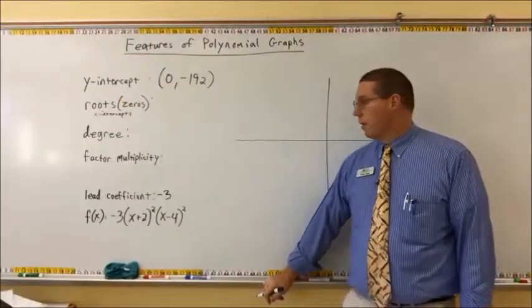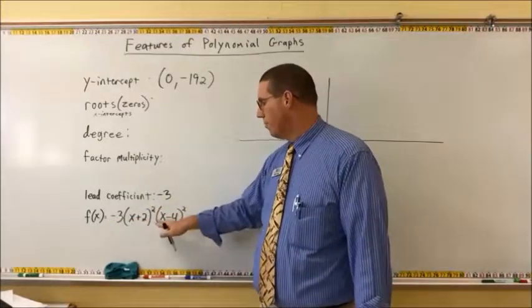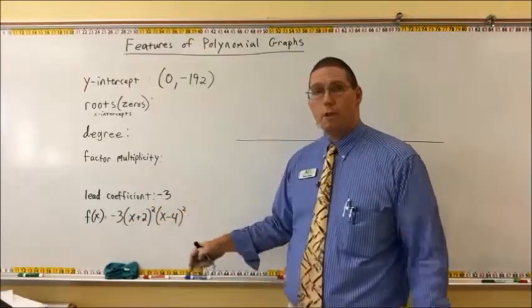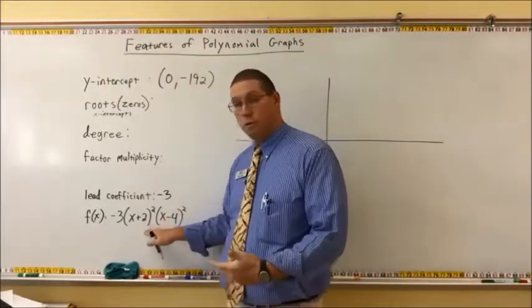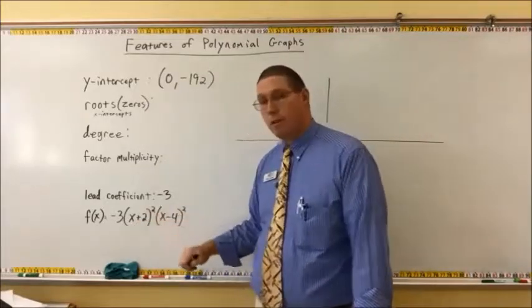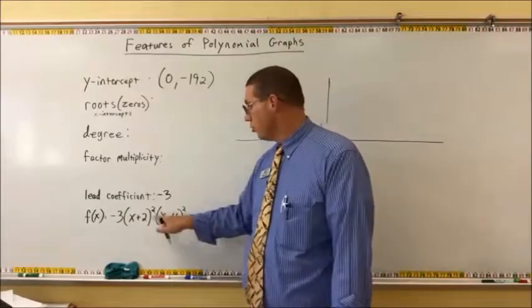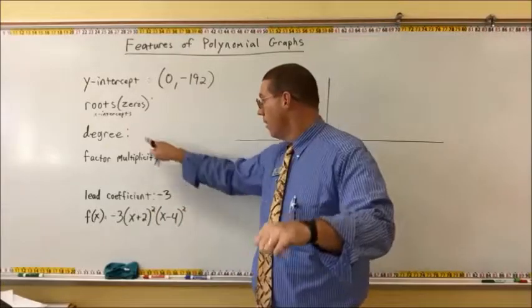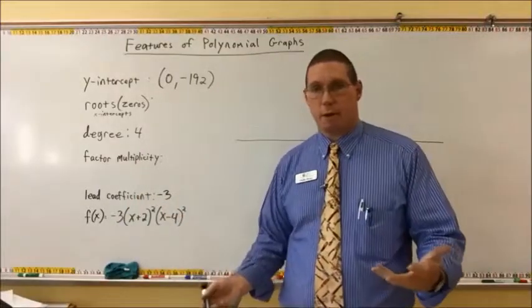Okay, here's another one. This one's kind of interesting. We've got -3 times x plus 2 squared times x minus 4 squared. There's only, well, not two factors. There's 4 factors, but two of them, they're each repeated. Okay, we've got x plus 2 with a multiplicity of 2, and we have x minus 4 with a multiplicity of 2. Okay, so 2 plus 2 is 4. That makes the degree 4. The lead coefficient is -3.